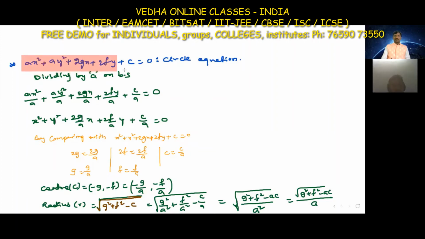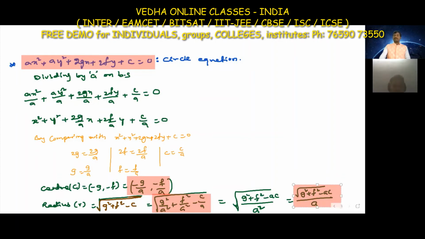Whenever we have the equation in this form, ax square plus ay square plus 2gx plus 2fy plus c equal to 0, then the center is minus g by a comma minus f by a. That is the formula for finding the center. And for finding the radius, the formula is the square root of g square by a square plus f square by a square minus c by a. You can remember it like this, or like this, anyone is okay.